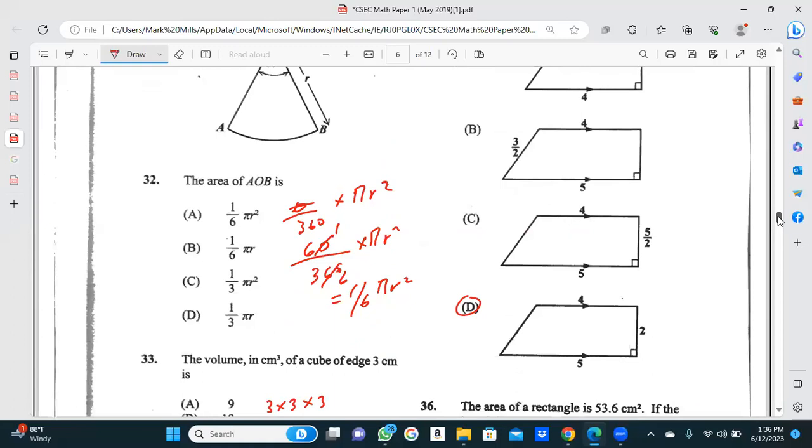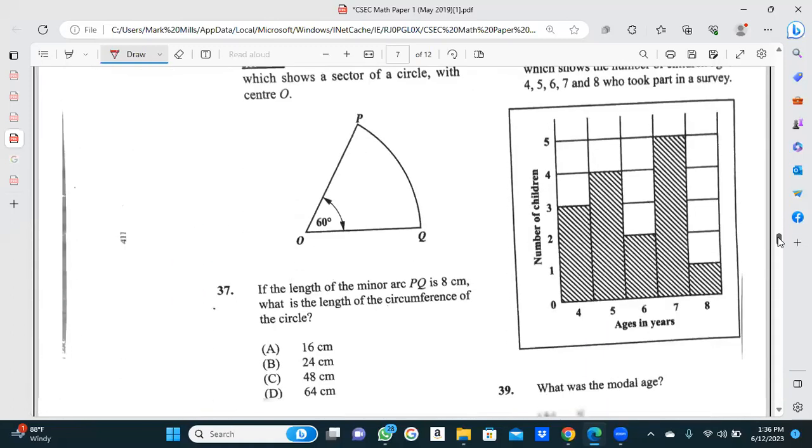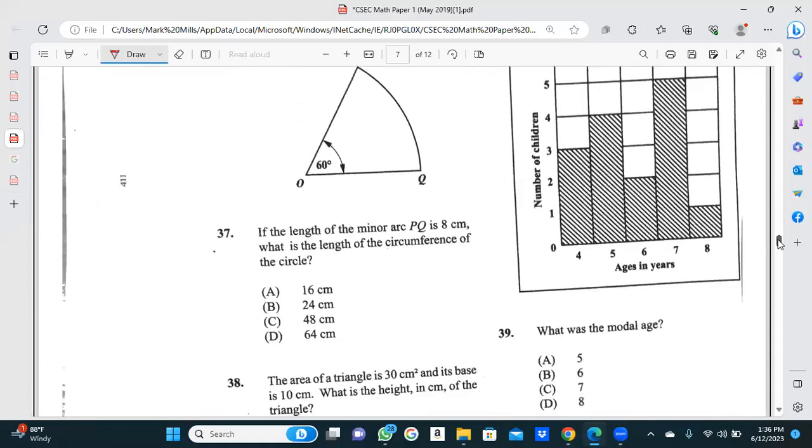So we are doing 2019, all right? This is D. Now, they say the length of the minor arc is 8. What's the length of the circle? So what's the full circle of a circle? How many degrees? 360. So 360 divided by 60, what do we get?